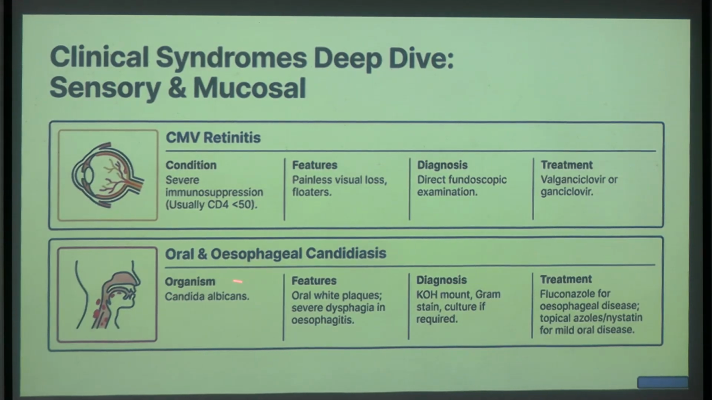Oral and esophageal candidiasis. Oral candidiasis occurs at what count? CD4 count less than 500. Esophageal candidiasis less than... what was after 500? 200. So less than 200 esophageal candidiasis, okay. Oral white plaques, severe dysphagia, and by KOH mount you can see Candida. Also you can do Gram stain, and treat with fluconazole, and for severe esophageal candidiasis as well.